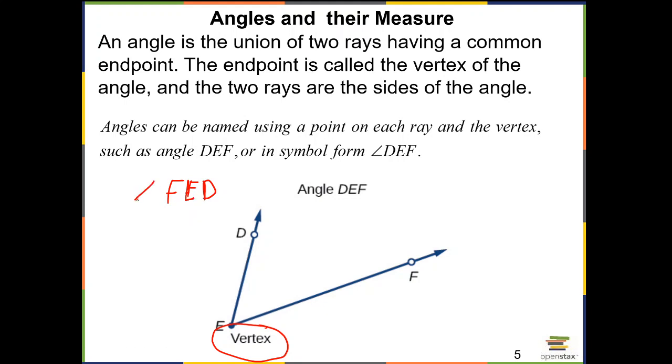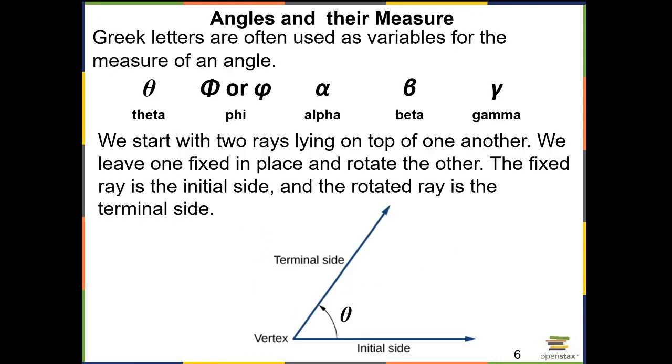And then there is a symbol for angle. That's angle FED or angle DEF, right? All right, so that's an angle. That's basically what an angle is. So angles can be named using a point on each ray and the vertex. Now, letters that we use to represent angles are the Greek letters theta, phi, alpha, beta, and gamma.